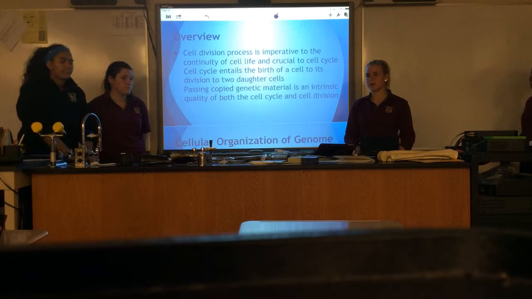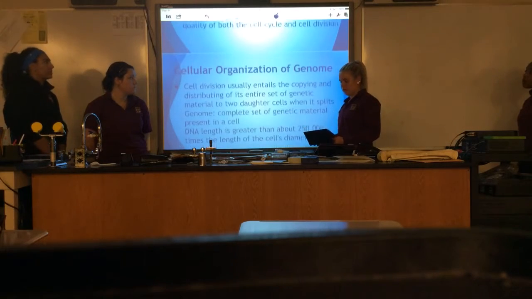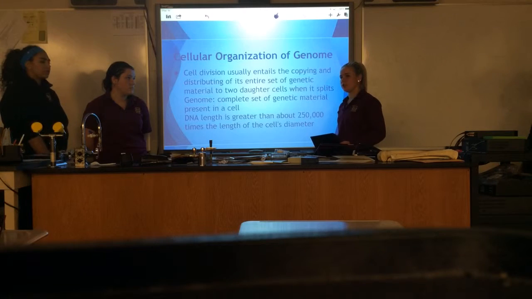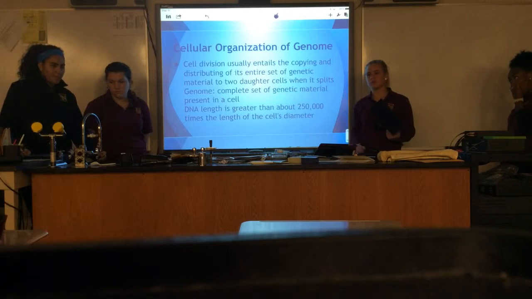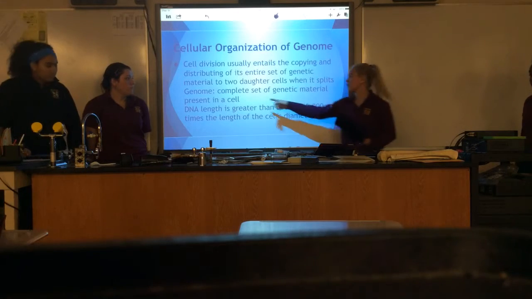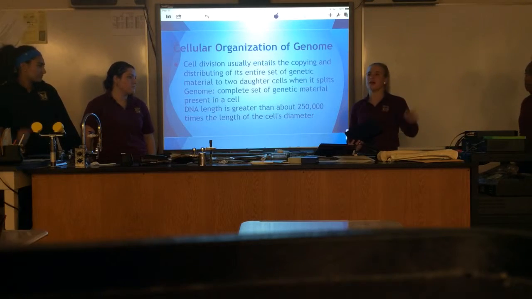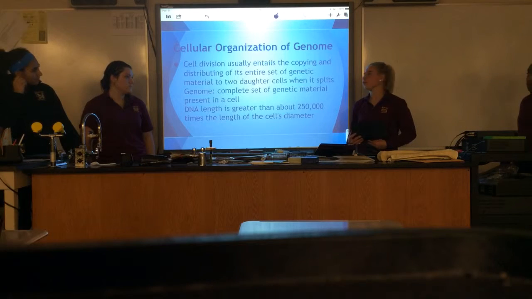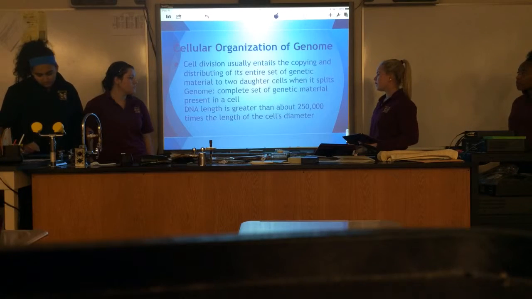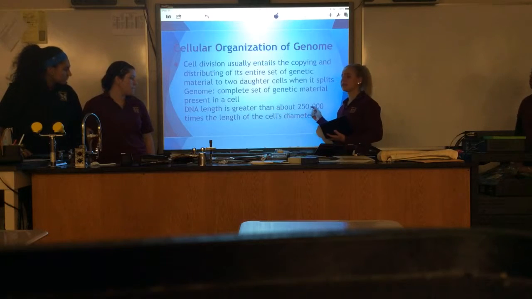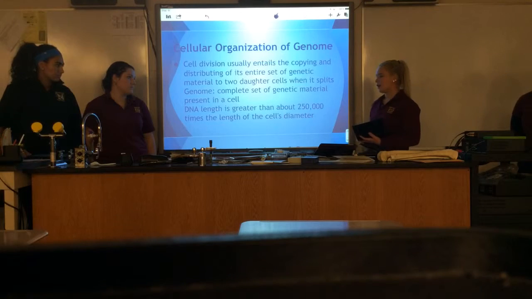An important part of this process is passing the DNA onto two cells, and that starts with the organization of the cellular genetic material. So cell division usually entails the copying and distributing of its entire genome, which is a complete set of the genetic material present in a cell. So it has to copy the entire DNA molecules before it can divide into two daughter cells. Just a fact for reference, the DNA in a cell is about 250,000 times the length of the cell diameter.